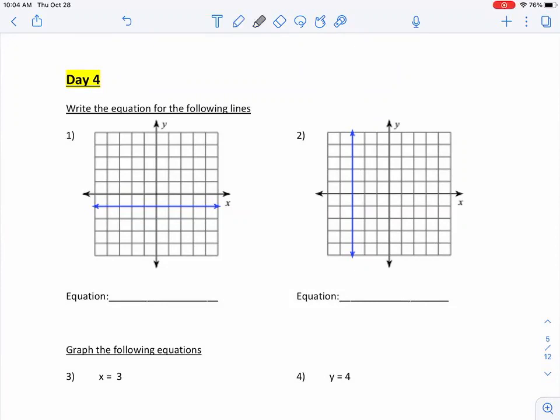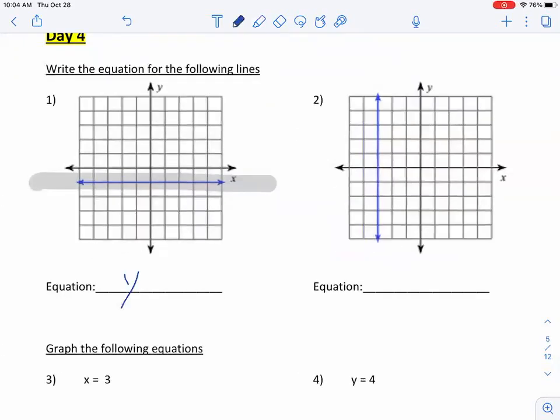So looking at this line, you see it goes through the y-axis. So the equation of that line, because it goes through the y-axis, is y equals -1. Any horizontal line, if it's flat, the equation is going to be y equals whatever number it goes through.